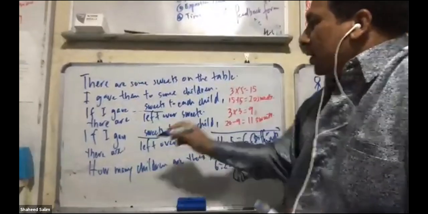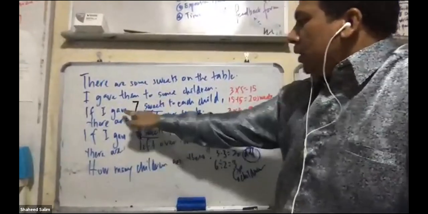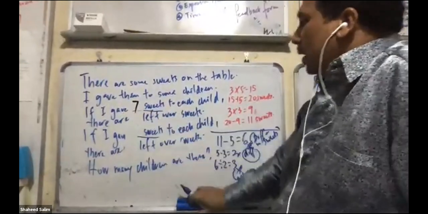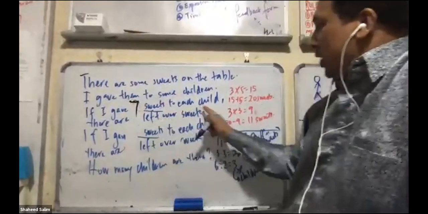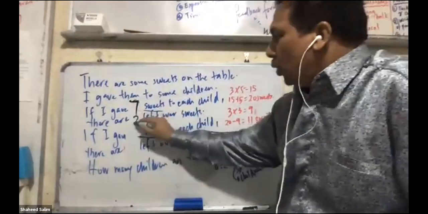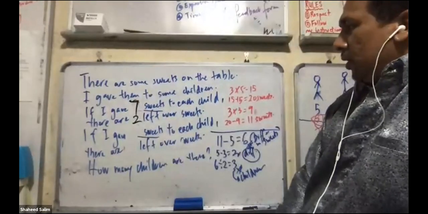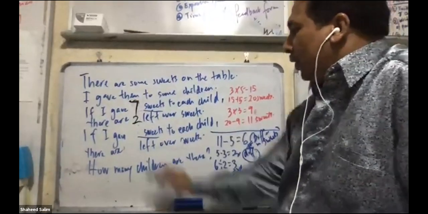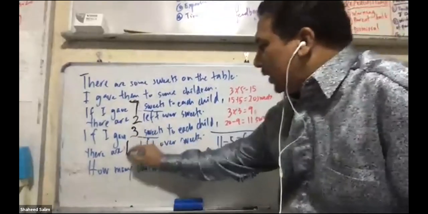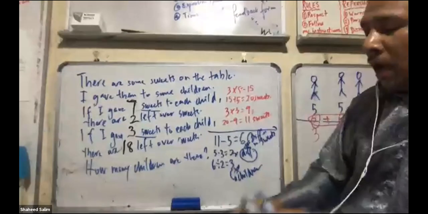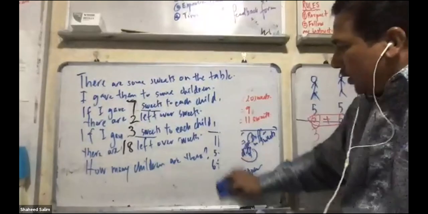If I gave 7 sweets to each child, there are 2 left over. If I give 3 sweets to each child, there are 18 left over. I do not know how many children there are. I changed the number of children.